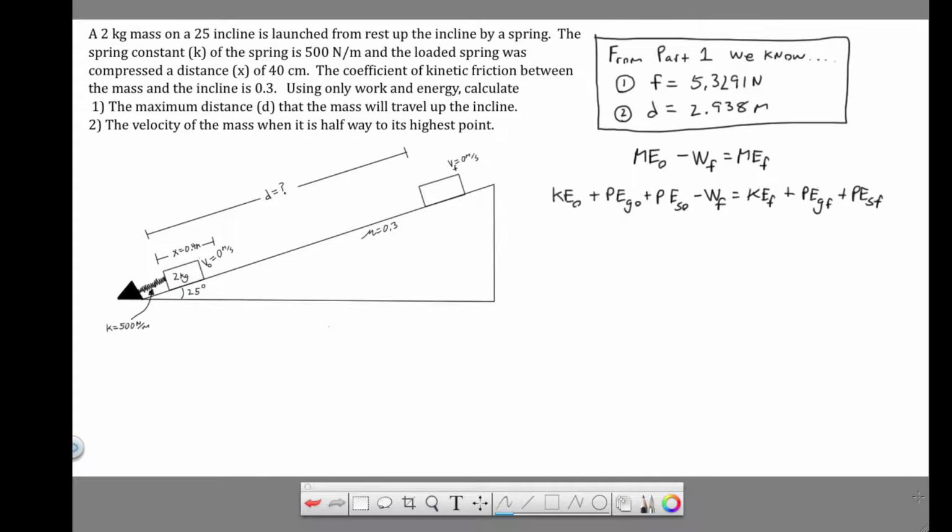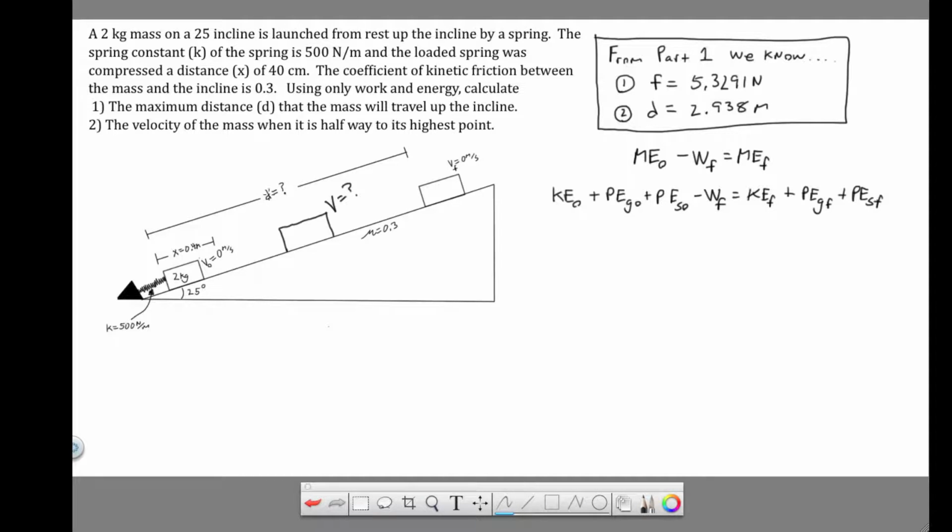All right, so here we are doing part 2, which is finding the velocity of the mass when it's halfway up the incline. So let's put the block here on the incline, about halfway up, right there. And what we're trying to find is the velocity at that point. How fast is the block moving halfway to the top?